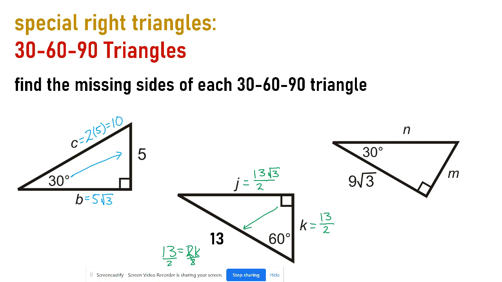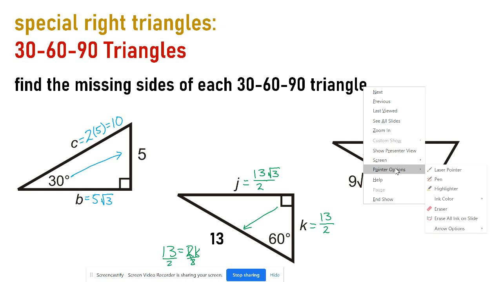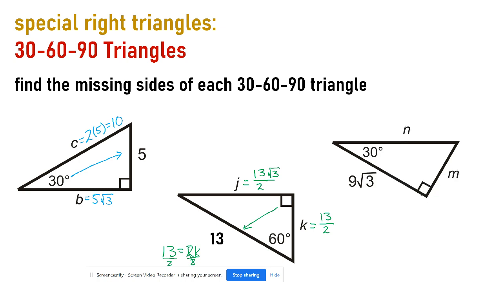One more example here on 30, 60, 90 triangles. Here, the side they give us is not the hypotenuse or the short side. It is the other leg, the longer leg, which is 9 square root of 3.